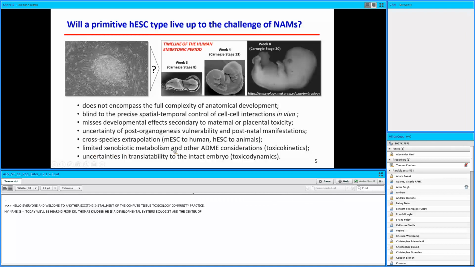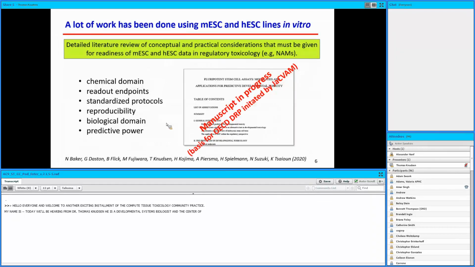Stem cells have the capability of limited xenobiotic metabolism, but there's other considerations for internal exposure and dosimetry that need to be considered. So toxicokinetics has to be applied. And finally, uncertainties in translatability of all of this information into an intact embryo, toxicodynamics. So we can get lots of information, then we have to start piecing it together and try to build an integrated model of predictive developmental toxicity.